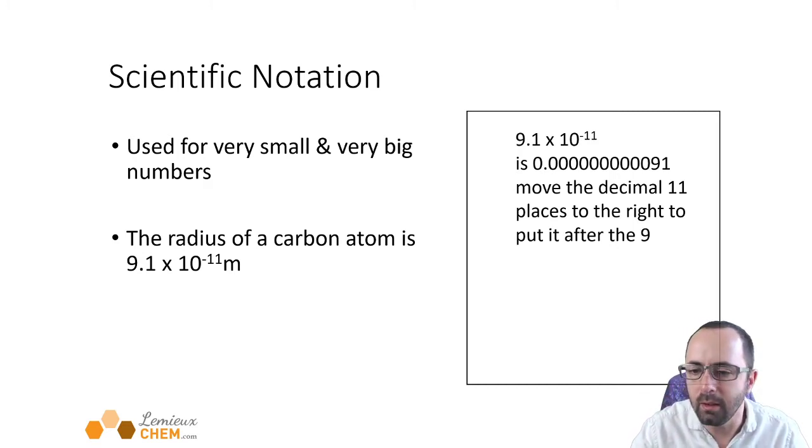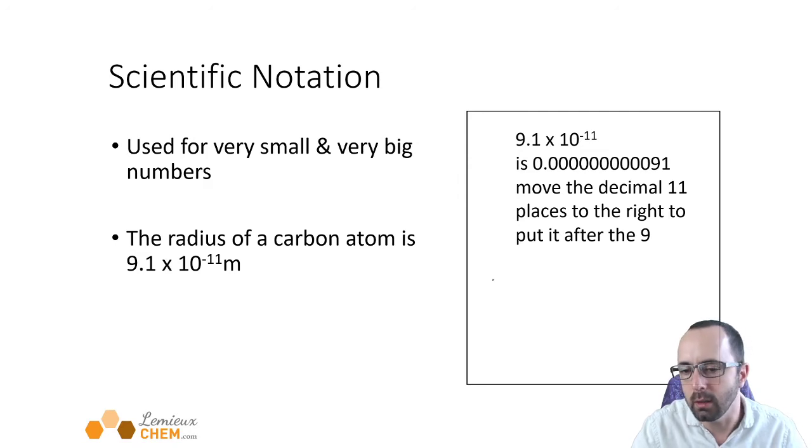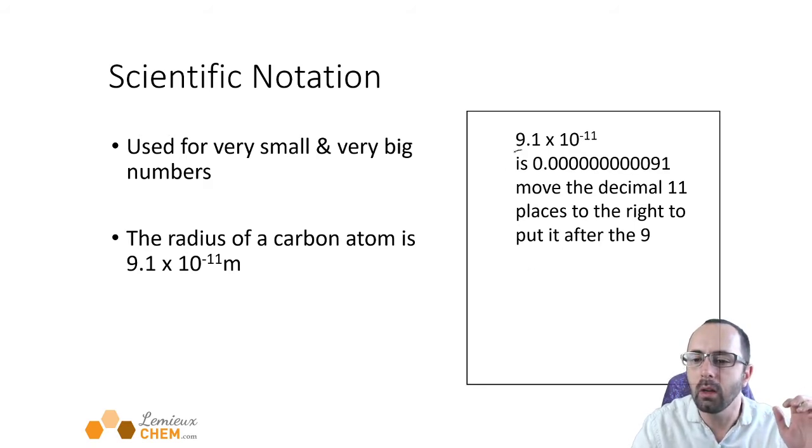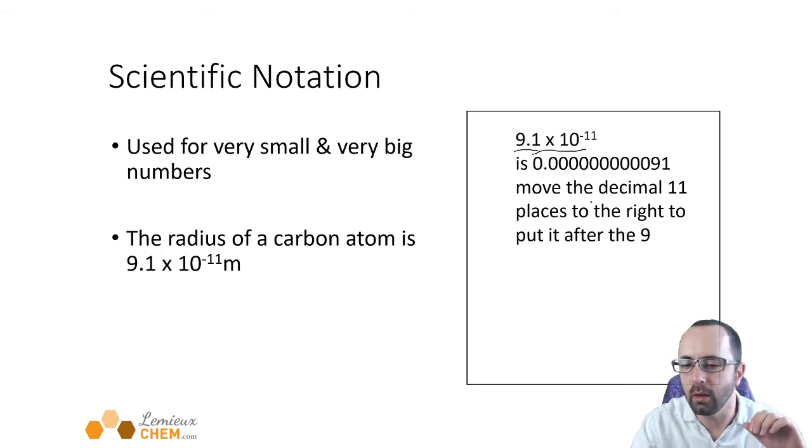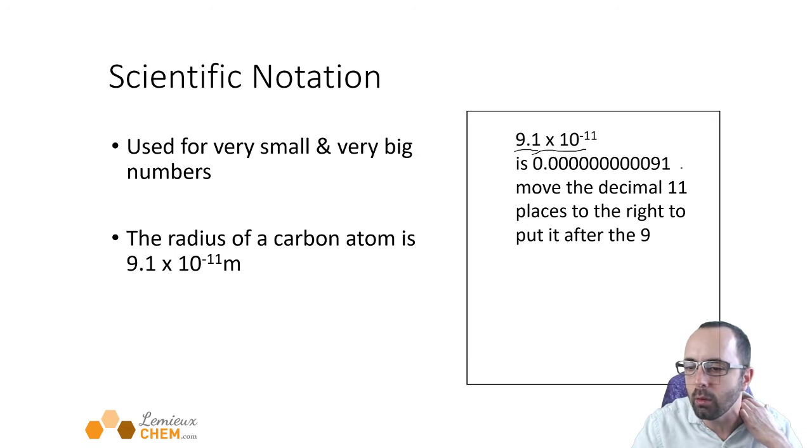So what this means is that the radius of the atom in meters is 0.0000000000091 meters. Now, it's not very convenient, though, to write all of these zeros. So what we do instead is we write this value, 9.1 times 10 to the minus 11. That is equivalent to what we have down here, with all of the zeros. If we were to move this decimal place 11 places to the right, it will be right next to the 9, like we see here.